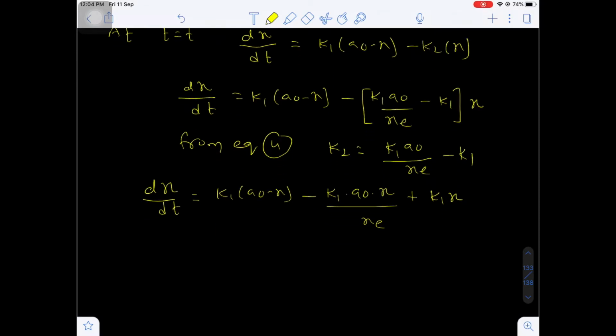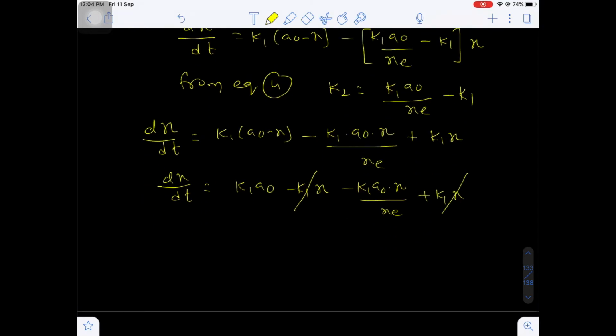Now here dx by dt will be equal to k1 a naught minus k1 x. Minus k1 a naught x upon xe plus k1 x, and minus k1 x gets cancelled. Now finally what we will get, dx by dt is equal to k1 into a naught minus k1 into a naught into x by xe. Are you getting my point?